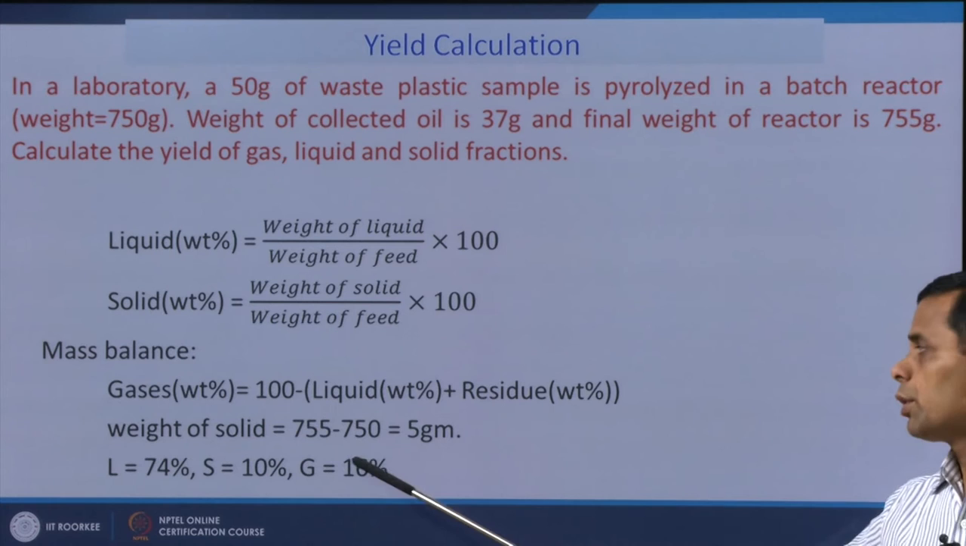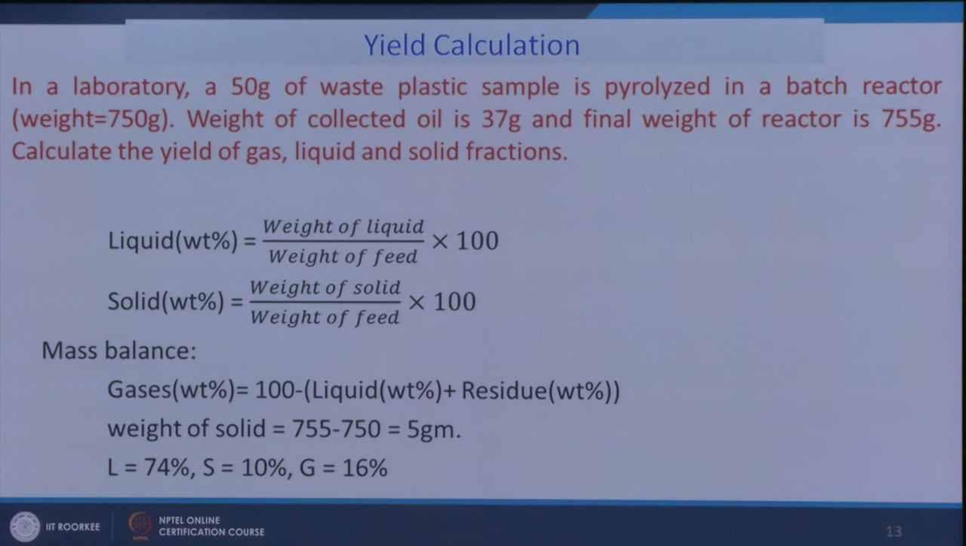So, what will be the gas? 100 minus 74 minus 10, that is equal to 16%. So, that way the yield estimation can be done.